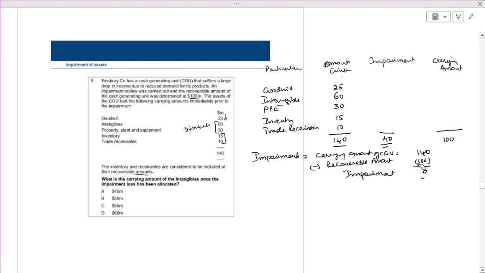First you have to reduce the goodwill. Goodwill is how much? 25. It becomes 0.